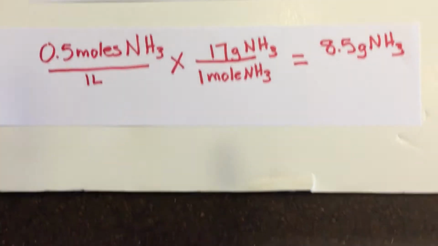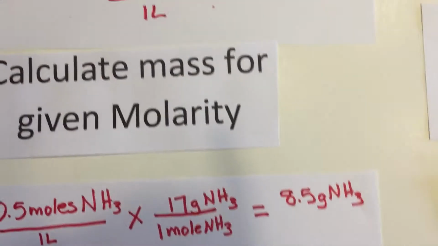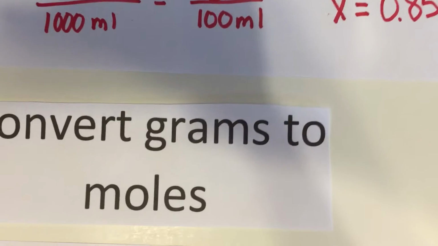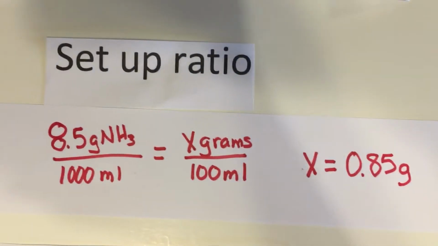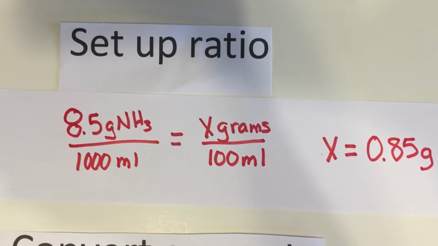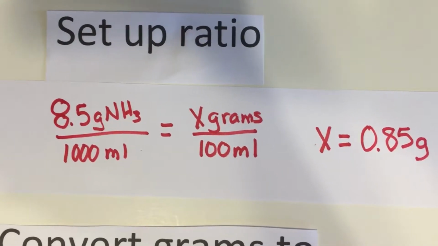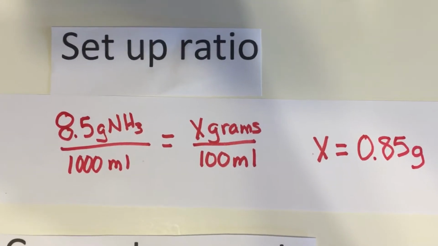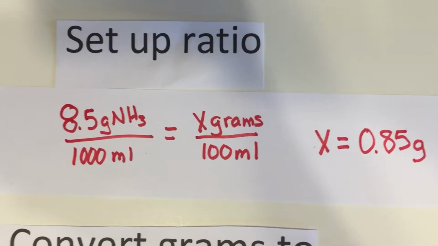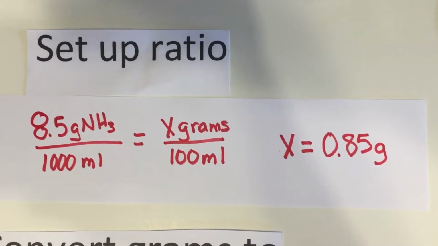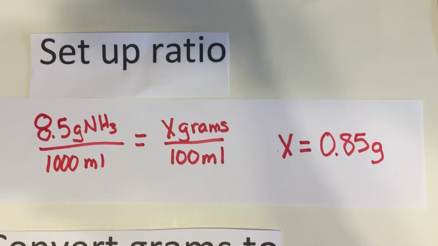Okay, so our next step is up here. So then we're going to set up our ratio. So 8.5 grams of NH3 per 1,000 milliliters equals X grams of 100 milliliters. And I showed you on the last tape how to calculate that, so you can go back to that if you need to. But X is 0.85 grams.